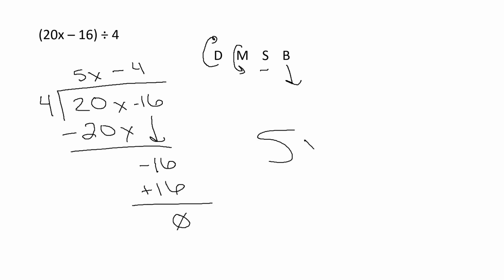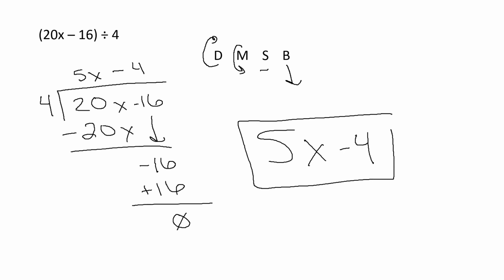So my answer is 5x minus 4, which is not any simpler, or, well, none of us really know what that means, right? That's why people hate algebra. But if you will take this one piece at a time, divide up, multiply down, subtract, bring down, one piece at a time, these are doable, okay?